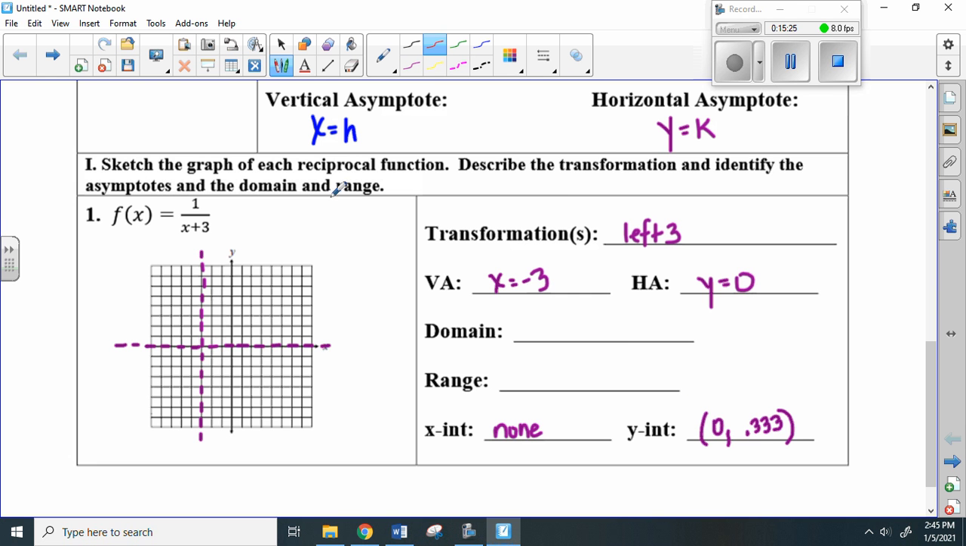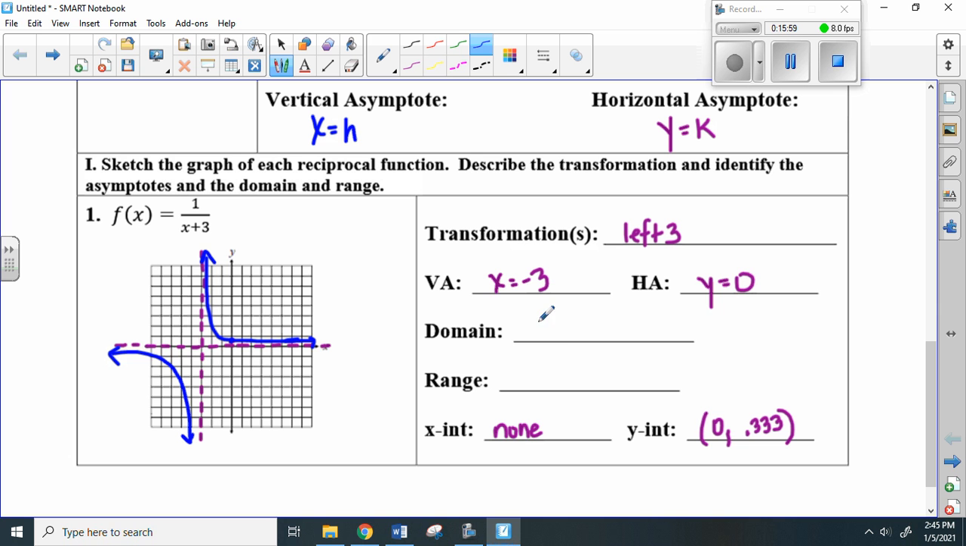Then I'm going to plot that point, 0.333. Let's do a different color. And then I'm going to draw my curve the best I can without touching my lines. But asymptotes mean I get really, really close. I just don't touch it. So that's going to keep going flat, and that's going to keep going straight up. But there was another one over here, just didn't have any intercepts that I could find. So there's your graph.